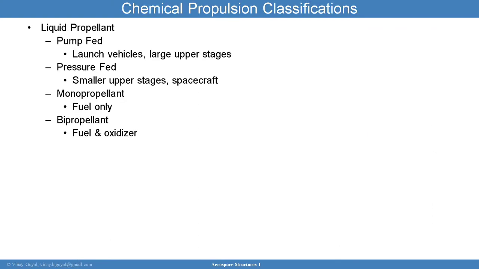So let's look a little bit more at propulsion characteristics and how we can achieve thrust. I'm not going to go into the physics of thrust, but rather the ways we can get that thrust, what components can produce it, and what failure modes we should be watching out for. Liquid propellants are one approach that's used for propulsion. We have pump-fed engines, usually used for launch vehicles and large upper stage engines; pressure-fed, for small upper stages and spacecraft; monopropellants, fuel only; and bipropellant, fuel and oxidizer.